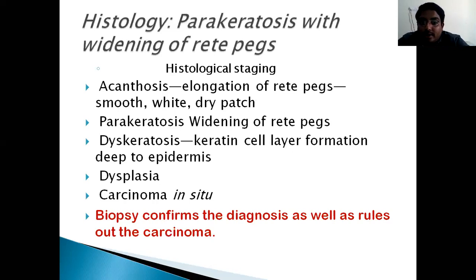Histologically, it shows acanthosis, parakeratosis, dyskeratosis, dysplasia, and carcinoma in situ. The diagnosis is mostly by biopsy. If you take a biopsy of the edge of the patch, then you will know whether it is benign or malignant. The confirmative diagnosis is by biopsy.